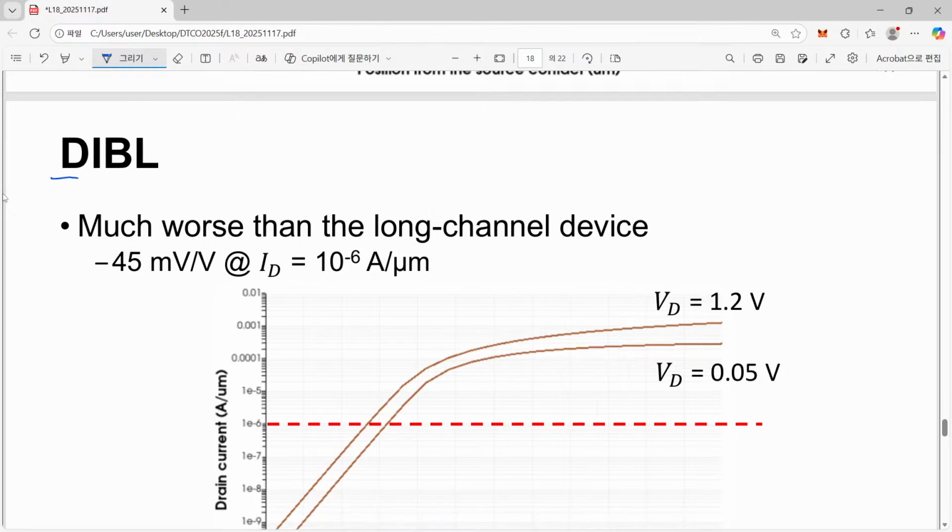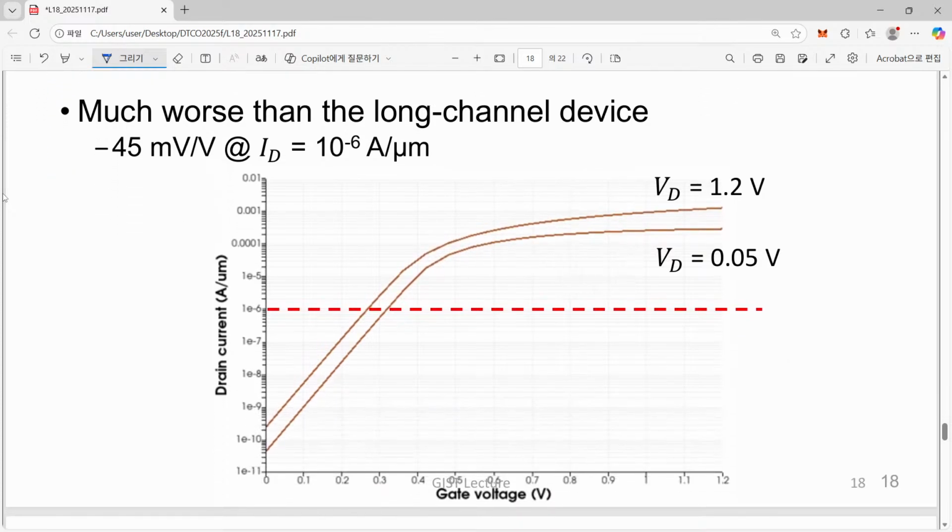In this case, we additionally apply a high bias voltage to our drain terminal. So you know that for a short channel device, this curve itself is already shifted from that of a long channel one, but also starting from this number, when we apply higher drain voltage, the threshold voltage is shifted quite a lot. So when we measure this number, usually DIBL is expressed this way.